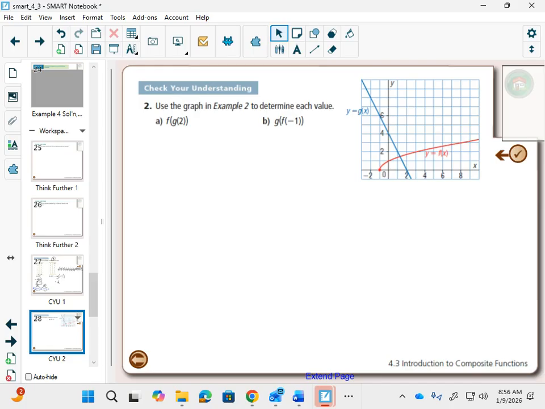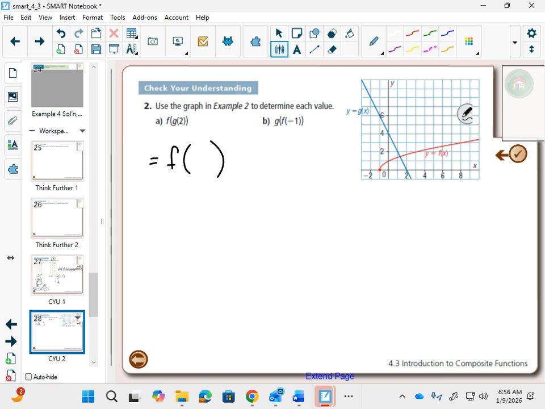Same as example 1, examples 2 and 3 are going to ask you the same thing, but just give you different information. In example 1, we had a table of values. Now we have graphs. But the idea is the same. So in A, starting on the inside, can you figure out what g of 2 is?